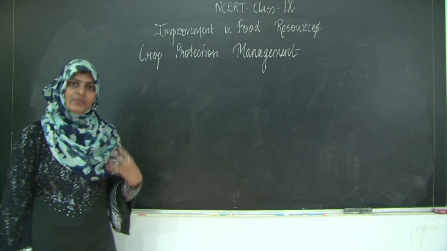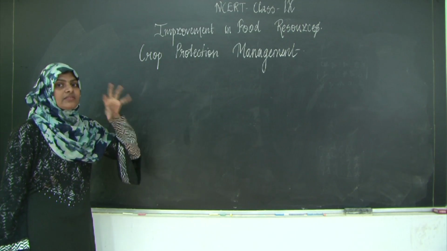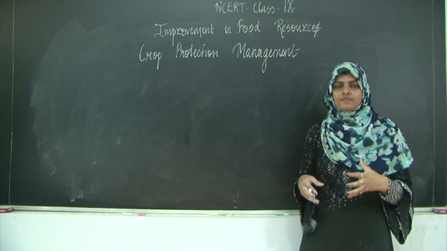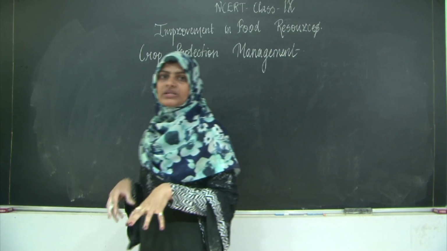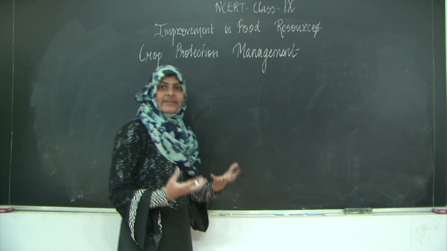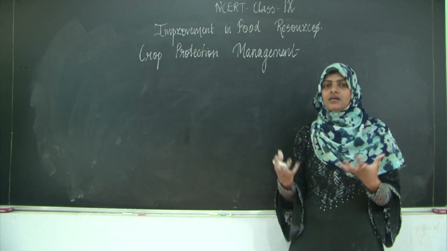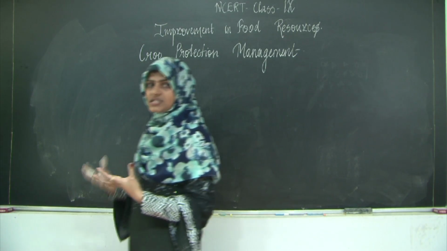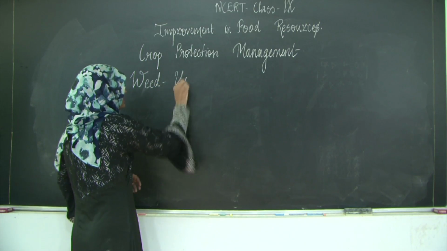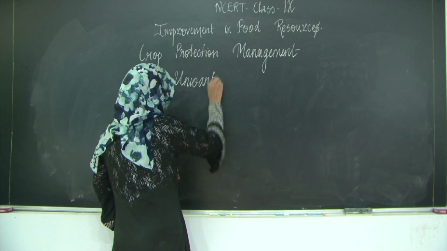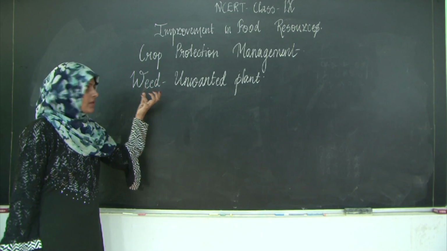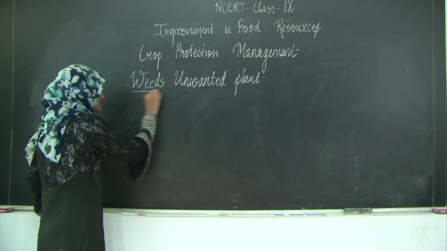What are the different ways by which the crops have to be protected? The first thing is the unwanted plants, because when you are growing the crops, you have added nutrients to the soil in the form of fertilizers, manures, or cropping pattern, and so on. You have made the soil ready for the crop to grow, but there are always plants which are unwanted. Such unwanted plants are called weeds. These are the unwanted plants while growing the crop.